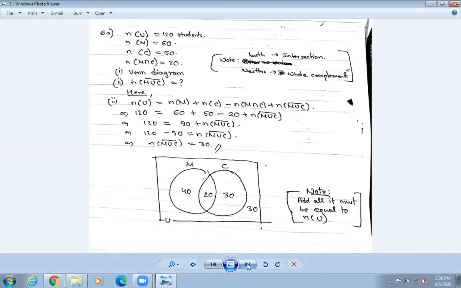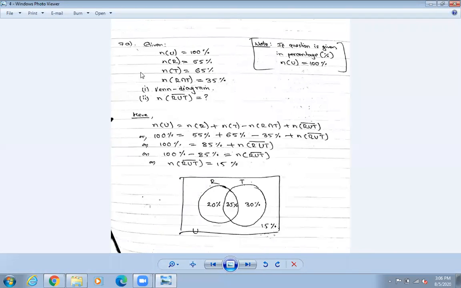So let us see the answer, number 7a. Number 6a we have already done, so let us go for number 7a. If there is percentage, n(U) was not mentioned in the question anywhere, but we need to know that if the question is given in percentage, look at the note: n(U) is always going to be equal to 100%. So how many of them like to listen to radio? 55%. How many like to watch television? 65%. This was given in the question.